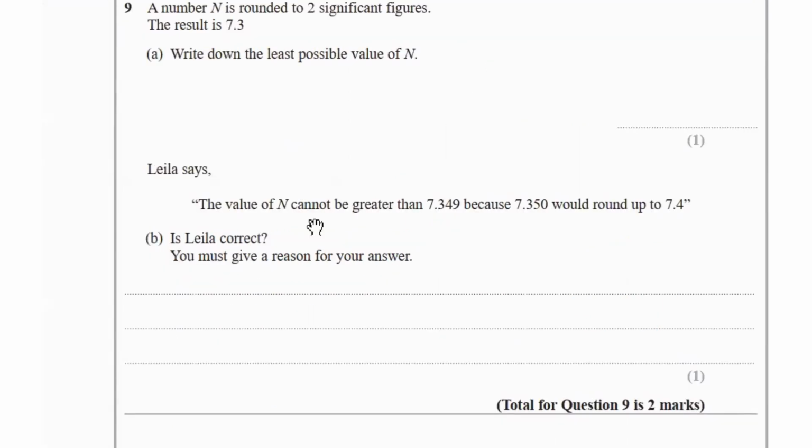Question 9 says the number n is rounded to two significant figures. The result is 7.3. Write down the least possible value of n. So the least possible value of n is going to be 7.25.